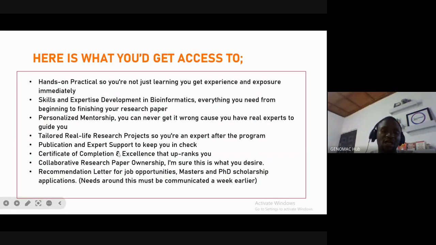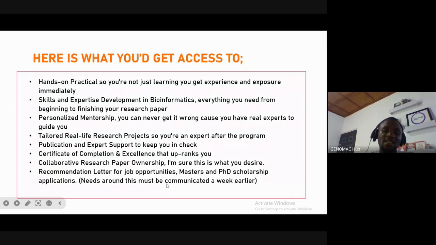And that's one of the key things we're actually looking at, because Genomac Institute Incorporated and Genomac Holdings at large is after impact. We are after making impact in the biotech sector, in the health sector, and across other industries as well. So we have a collaborative research paper ownership. So it means in the course of this internship program, you'll be a co-author. So your name will be imputed in the research paper while we're publishing, okay? And then we have recommendation letter for job opportunity, master's, PhD scholarship application.